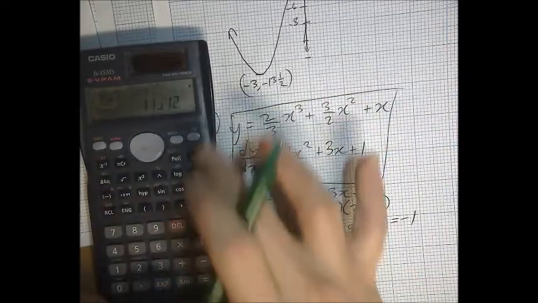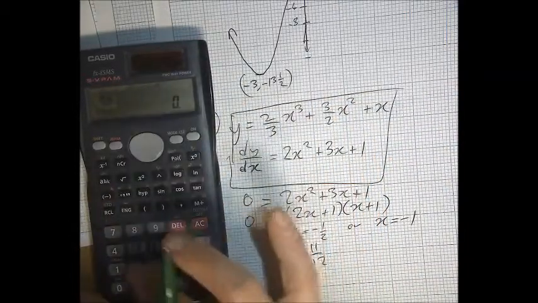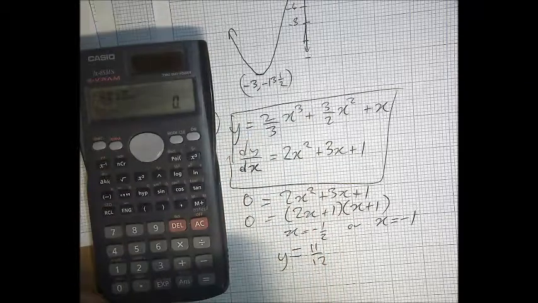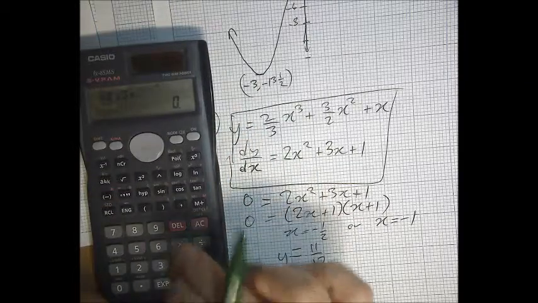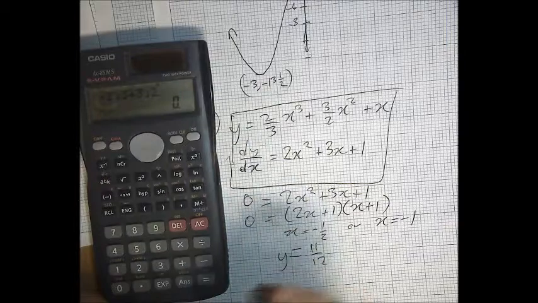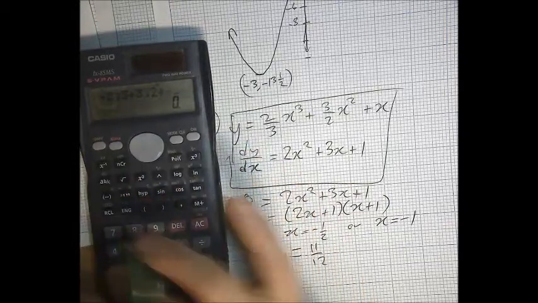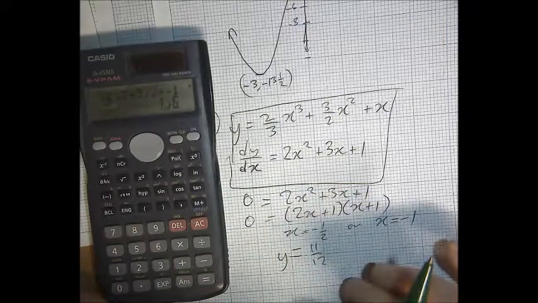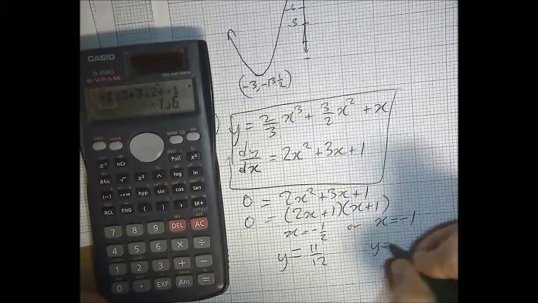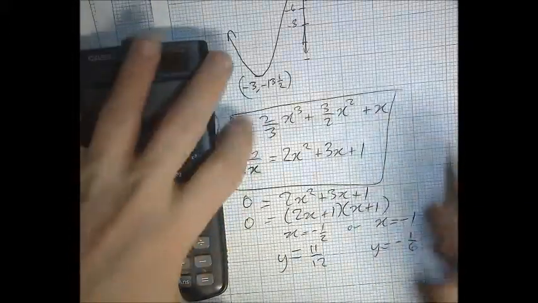negative 2/3 plus 3/2 plus -1, which is -1/6, and the y-intercept is 0 again.